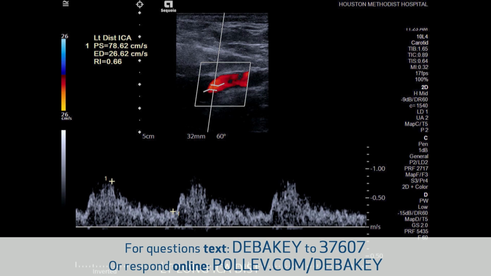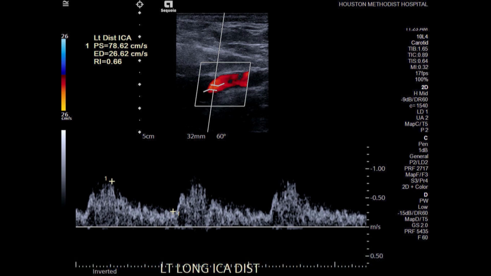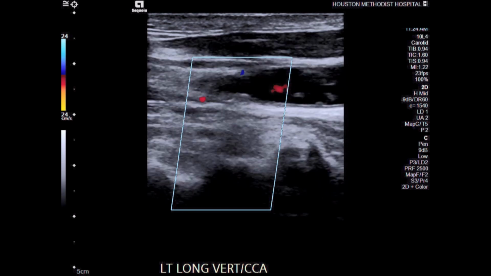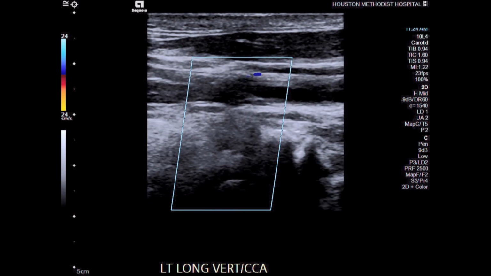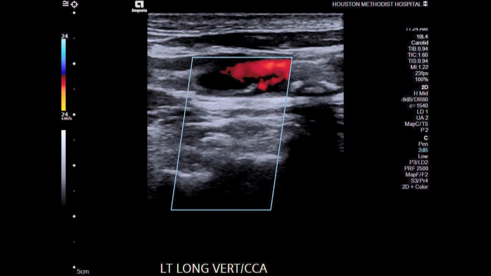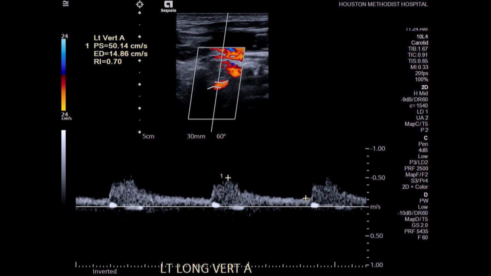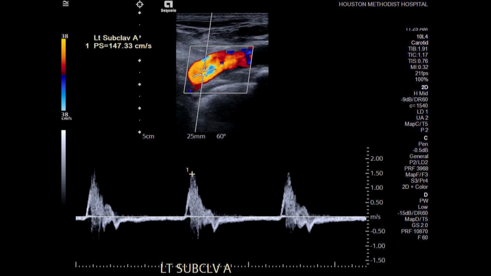The interesting waveform 79 over 26, a little bit unorganized, coming up probably with some tortuosity. Vertebral goes towards the head, will confirm it with the same direction as the carotid. Here's the vertebral waveform, and here's my subclavian waveform, and this is under 200. So again, just an interpretation.